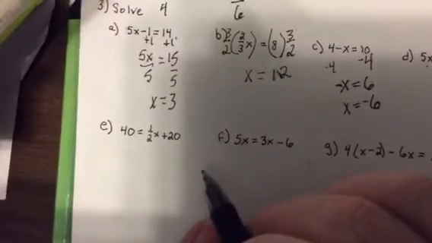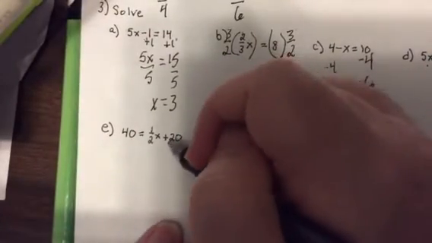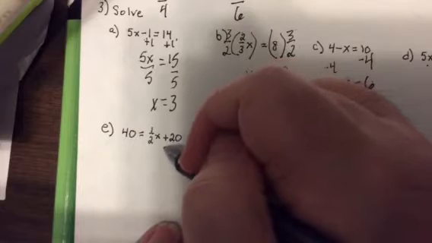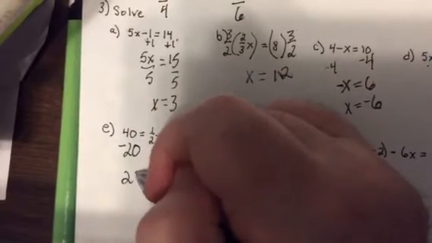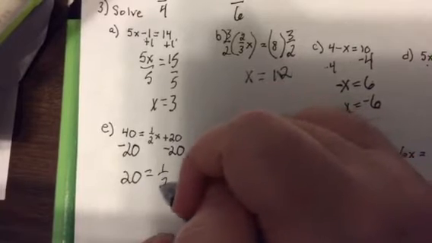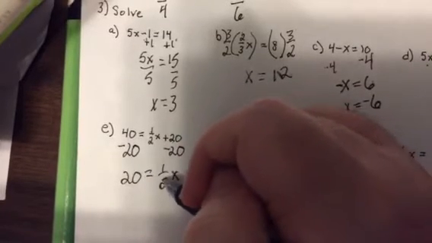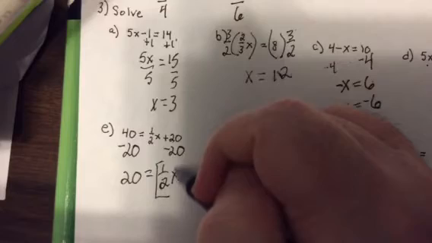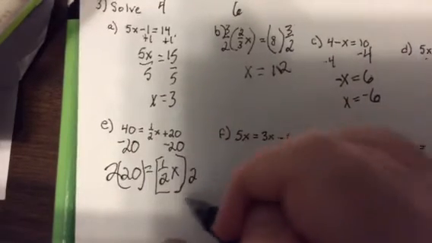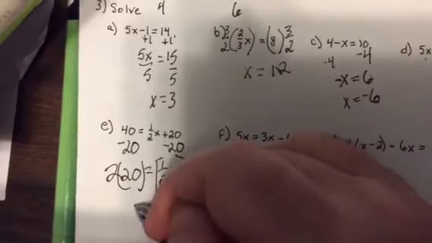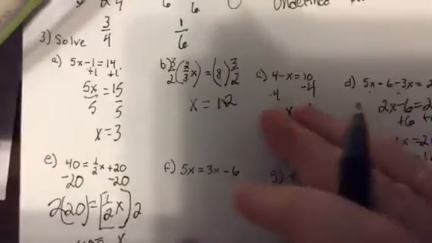Now the bottom problems, let's see here. You want to get the 1/2 x, so you subtract 20, do the reverse. So it's 20 equals 1/2 x. Then you multiply by the reciprocal, which is 2. So we have x equals 40.